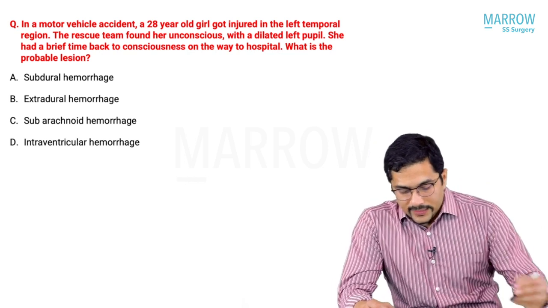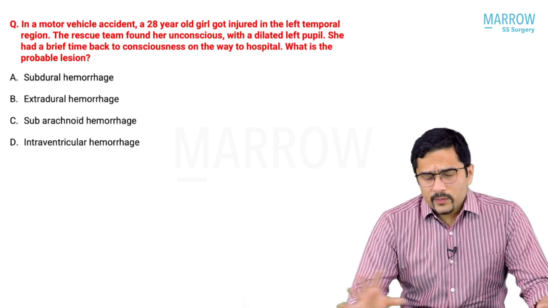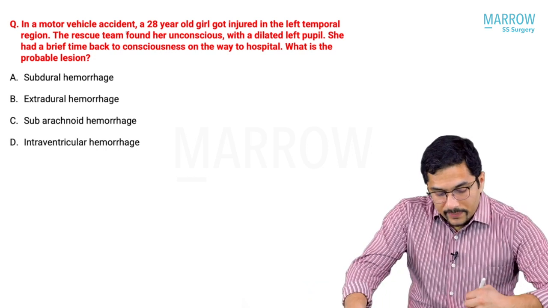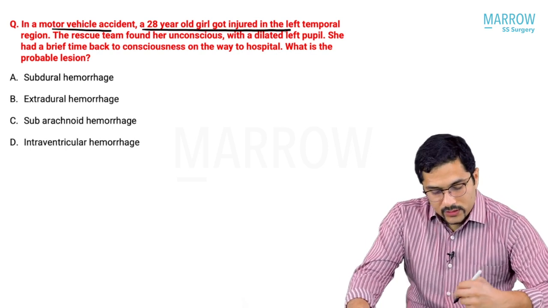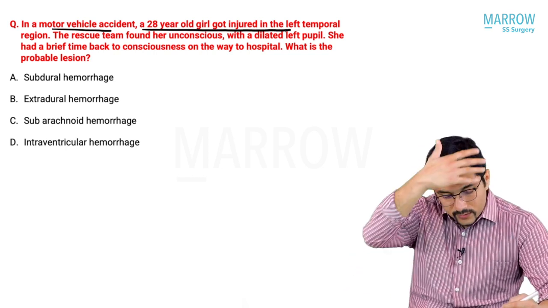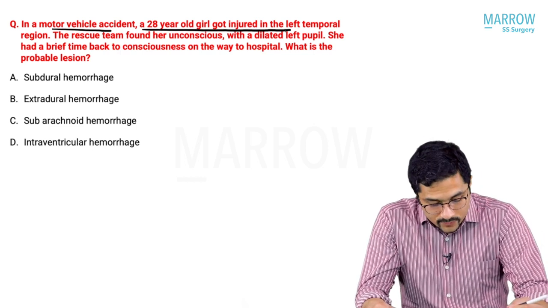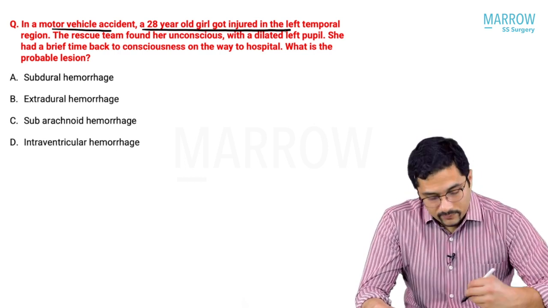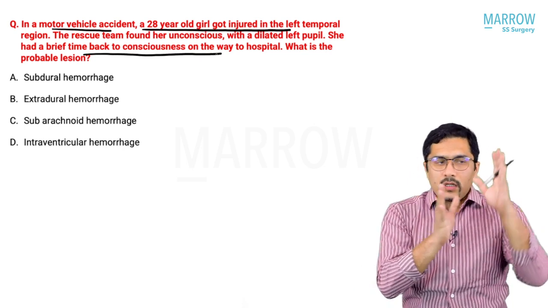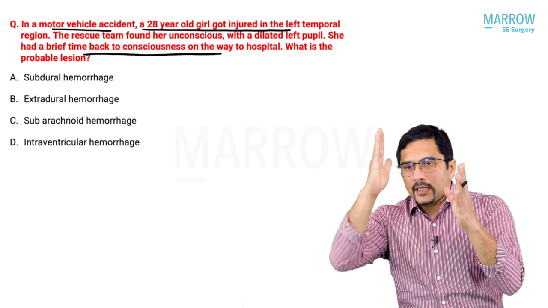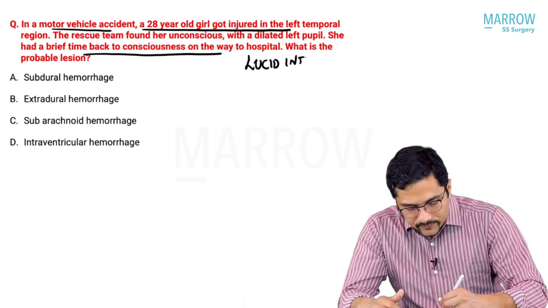Head injury scenarios are also frequently asked in the exam. This was a relatively straightforward question. In a patient with a motor vehicle accident, a 28-year-old girl got injured in the left temporal region. The rescue team found her unconscious with a dilated left pupil. She had a brief time back to consciousness on the way to the hospital, right? So, what is this period called? Consciousness, unconsciousness, again consciousness for a brief period. This is known as lucid interval.